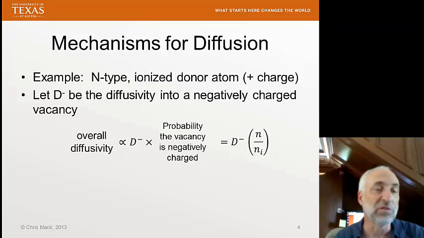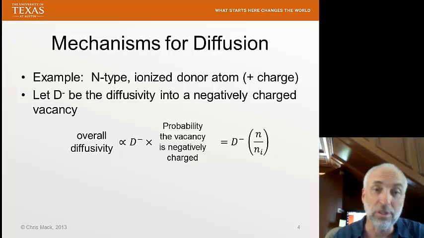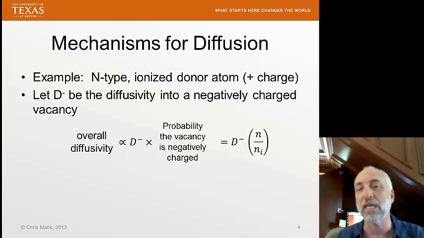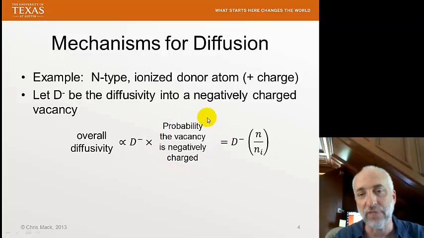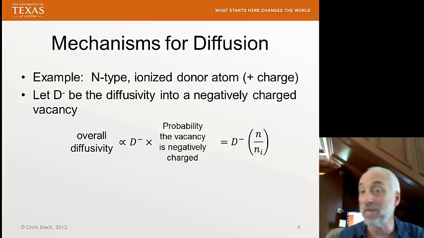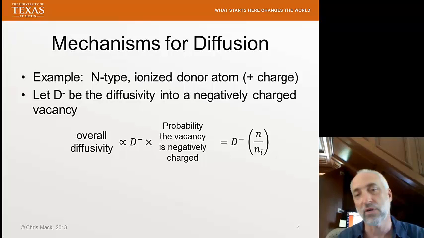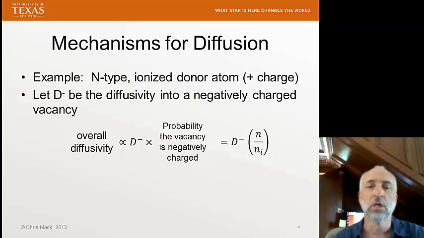Well, that depends on the number of free electrons moving around. The larger the number of free electrons, the more likely it is one of these vacancies is going to capture it. So we say the probability the vacancy is negatively charged is proportional to the ratio of N, the concentration of free electrons, divided by Ni, the concentration of free electrons in an intrinsic material. So that ratio tells us something about the likelihood that the vacancy is going to be negatively charged. So the overall diffusivity will be this rate constant D- multiplied by N over Ni.